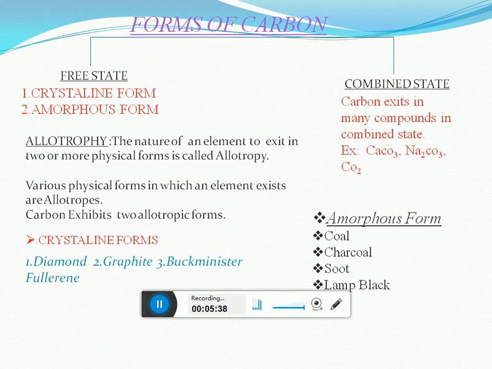Example for crystalline form, diamond. As you know that diamond is the hardest substance that exists on the earth. Second one, graphite. The third crystalline form is Buckminster fullerene. As an amorphous form, coal, charcoal, soot, lamp black, these are all the amorphous forms of carbon. Let us discuss all the crystalline forms, because in this syllabus only crystalline forms are there. We will discuss one by one in detail. Diamond, graphite, Buckminster fullerene, we discuss all these things. What are the differences between the diamond and graphite and Buckminster fullerene?